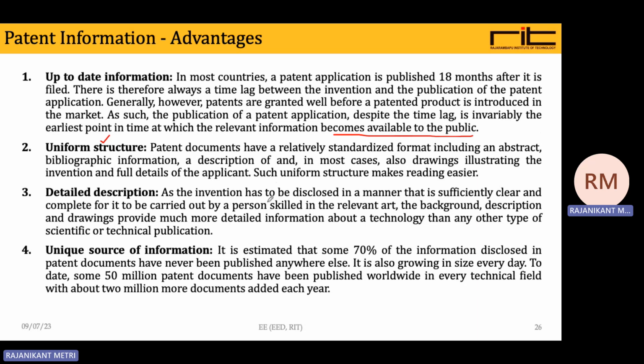Detailed description. As the invention has to be disclosed in a manner that is sufficiently clear and complete and precise for it to be carried out by a person skilled in that particular field. So detailed descriptions are very important.